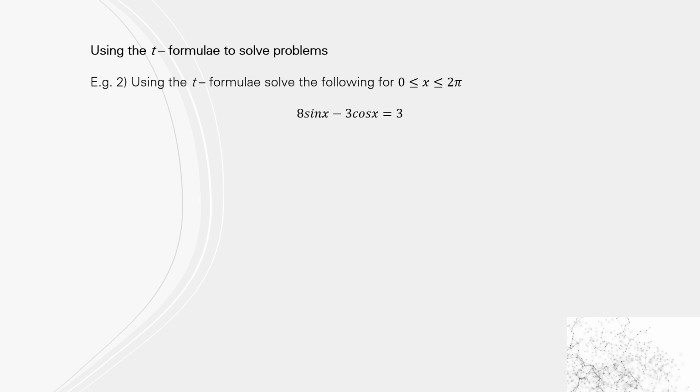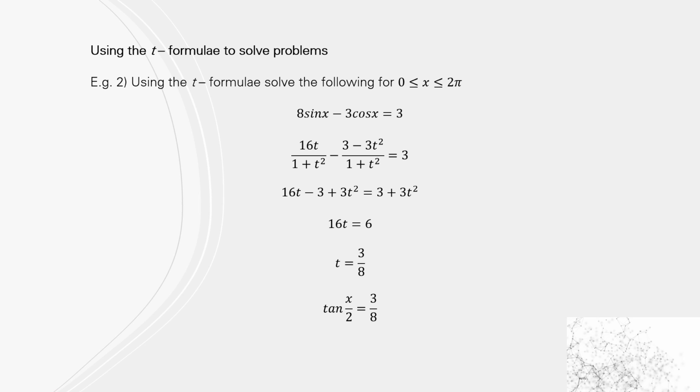Now for this one, 8 sine x minus 3 cos x equals 3. Once again, we're going to replace using the t formula, sine with 2t on 1 plus t squared and cos with 1 minus t squared on 1 plus t squared. So again, you get on the top 16t minus 3 plus 3t squared. Obviously the minus and the minus make it a plus 3t squared. Multiply the 1 plus t squared over the other side. Solving that, we end up with 16t equals 6, so t equals 3/8. So tan of x on 2 equals 3/8.